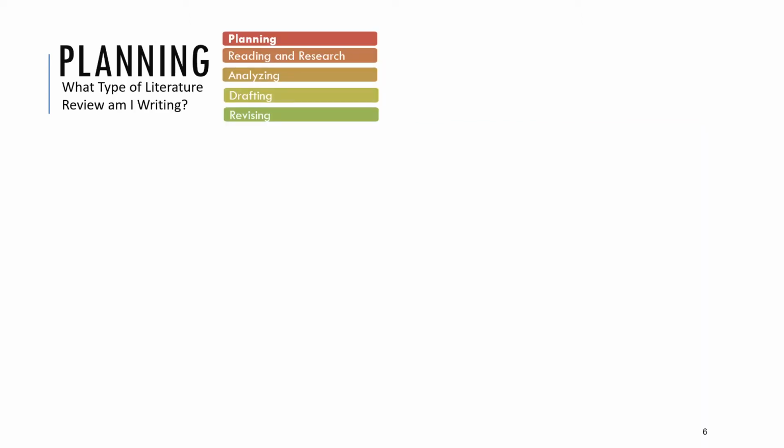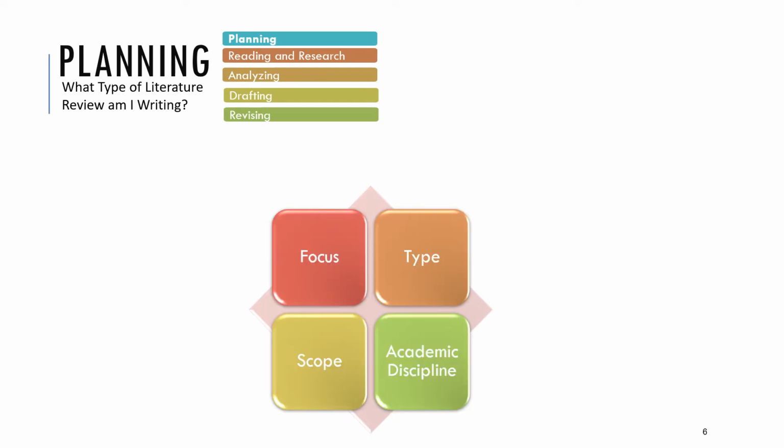So we just mentioned that a literature review goes through 5 stages. The first one is planning, as you can see here. Planning is about what type of literature review I am writing. I have to plan what type of literature review I am going to write. So we need to focus. We'll discuss the type, the scope, and then we need to define what is the discipline that we are covering.